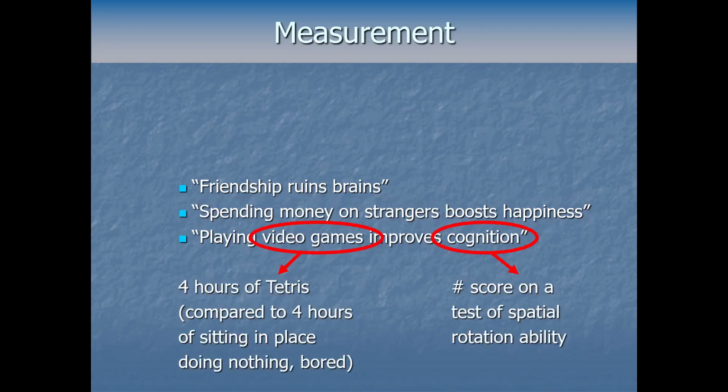Or ditto if a study randomizes half the participants to play 4 hours of Tetris and half of them to be in a control group, sitting in place, doing nothing for 4 hours, being bored out of their minds. If they find that the Tetris group later has a high score on a test of spatial rotation ability, does that really tell us a lot about video games improving cognition? Or should the headline maybe be rephrased to more closely convey the measurements they actually used? So we could say something like, playing Tetris improves spatial rotation, right?